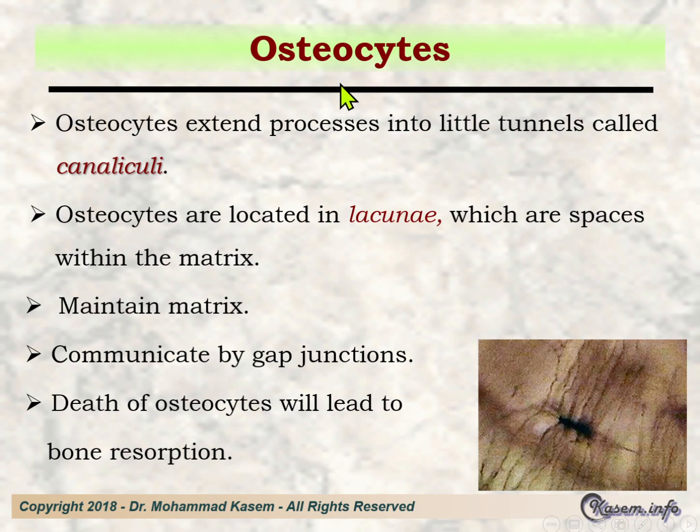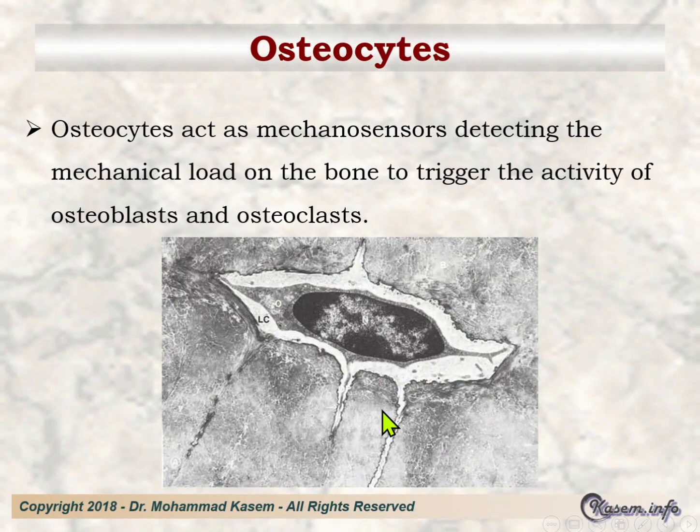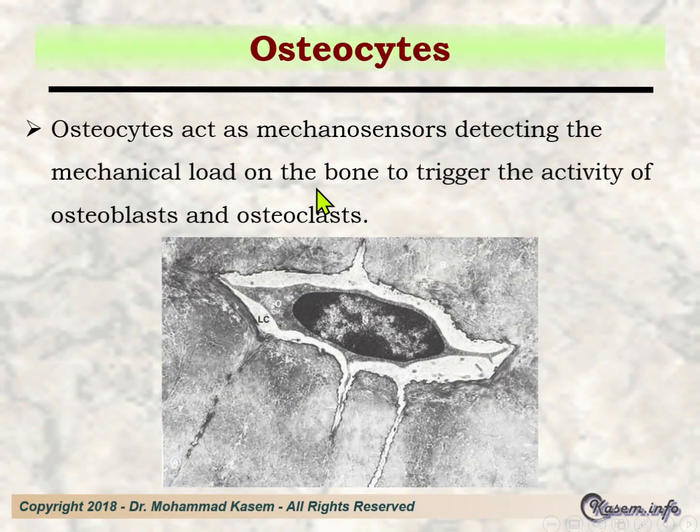We have to know that osteocytes are essential for bone survival and maintenance of matrix. The death of osteocytes will lead to bone resorption, rarefaction, or what is called osteoporosis. Osteocytes also are smart cells that act as mechanoreceptors, detecting the mechanical load on bones to trigger the activity of osteoblasts and osteoclasts. We shall talk about osteoclasts soon.